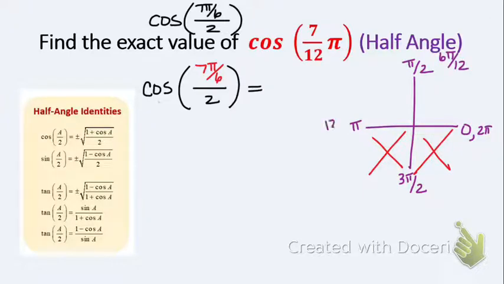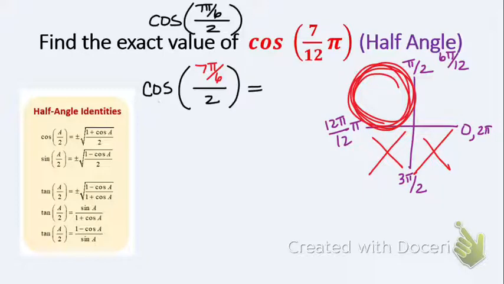And pi would be 12 pi over 12. So 7 pi over 12 falls between 6 and 12, so it would be over here. So we are in quadrant 2. Okay? We're in quadrant 2.